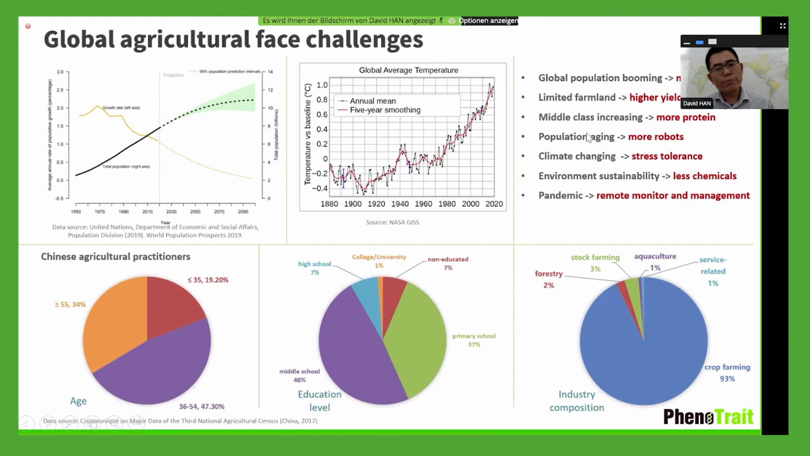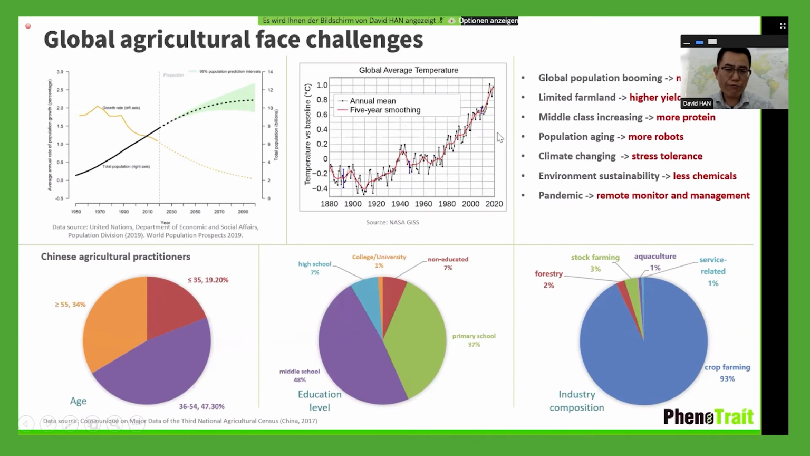And also people are becoming more wealthy, the middle class is increasing, so people need to eat more meat, more protein. And also the population is aging and the birth rate is decreasing. You can see here that in China, the farmers' age is rather high, so it's a very serious aging trend, and also the education level is rather low. Which means we need more robots in the future 20 or 30 years.